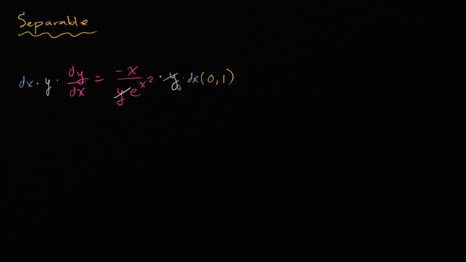You can treat these differentials as you would treat a variable when you're manipulating it to essentially separate out the variables. And so this will cancel with that. And so we are left with y dy is equal to negative x. And actually, let me write it this way. Let me write it as negative x e to the negative x squared dx.